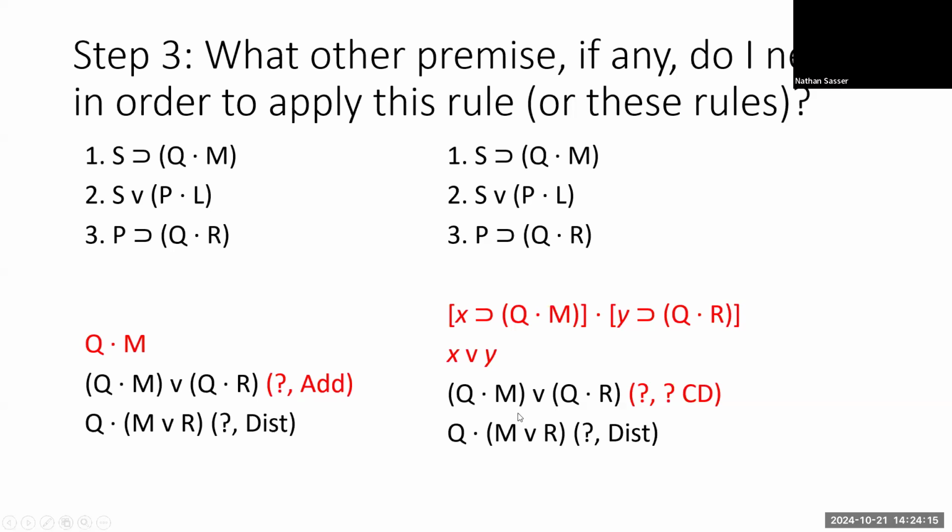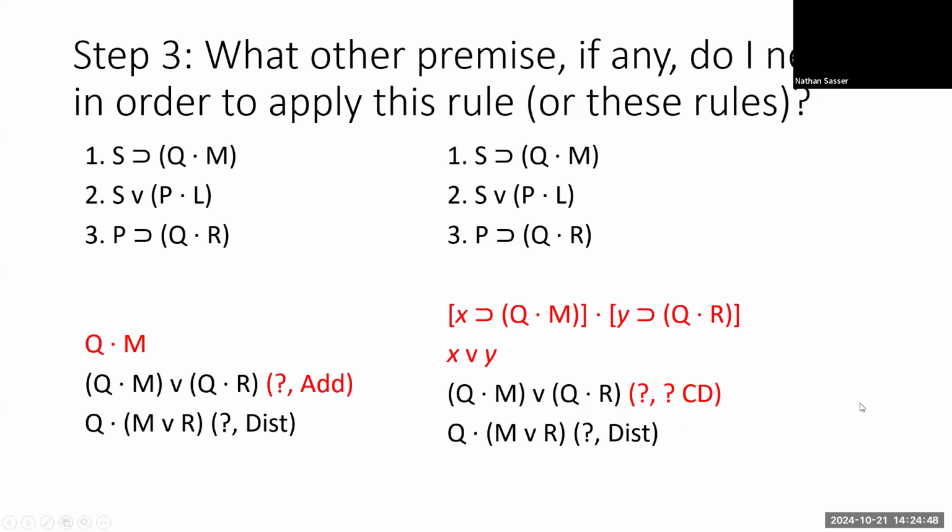Now, if I want to do constructive dilemma, here's what I need. I need something of this form, right? So I need two premises. One is if X, then Q and M, and if Y, then Q or R. And then I'm going to need a disjunction that says, well, X or Y. Now the X and Y's are just stand-ins, they could be anything. But the point is, this is where parts of it are determined by our target.